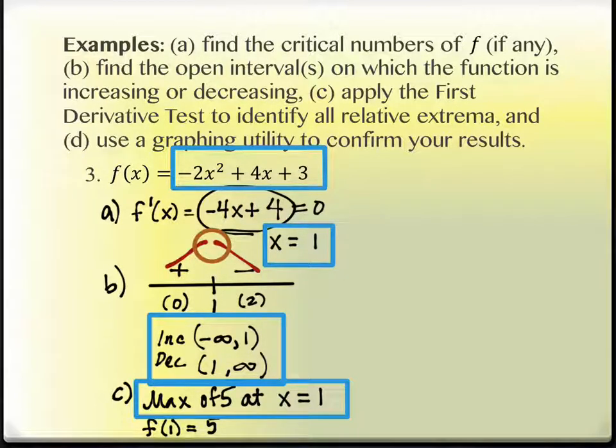The last thing is to confirm with your calculator. So go ahead and graph it. Let's make sure that it actually looks like what you expect it to look like. So if you put it into your calculator, do you in fact get the parabola in your mind that we sketched earlier?